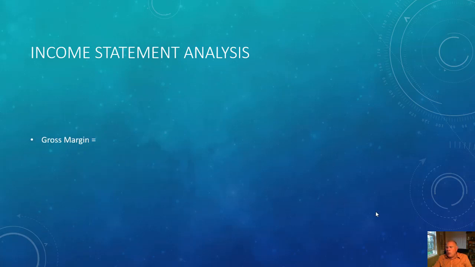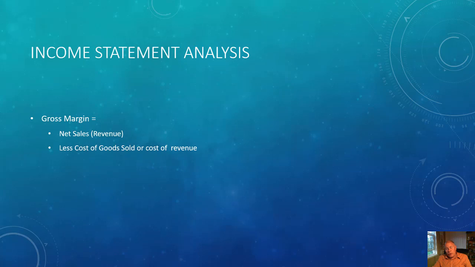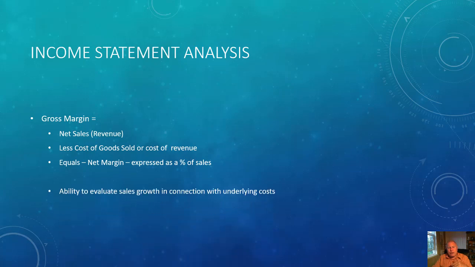As we keep going, we start with the gross margin, which is net sales revenue. Remember, some companies call it sales, some call it revenue. Less cost of goods sold, or cost of revenue, equals our margin. And oftentimes it's expressed as a percentage of sales. Okay? And what this does is this enables us to evaluate sales growth in connection with the underlying costs.